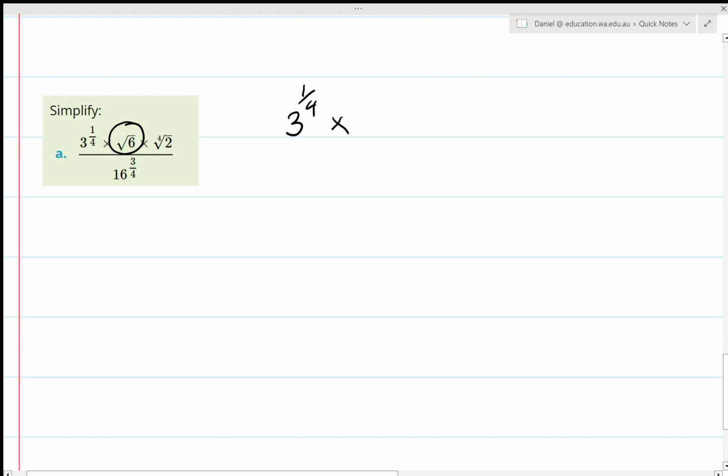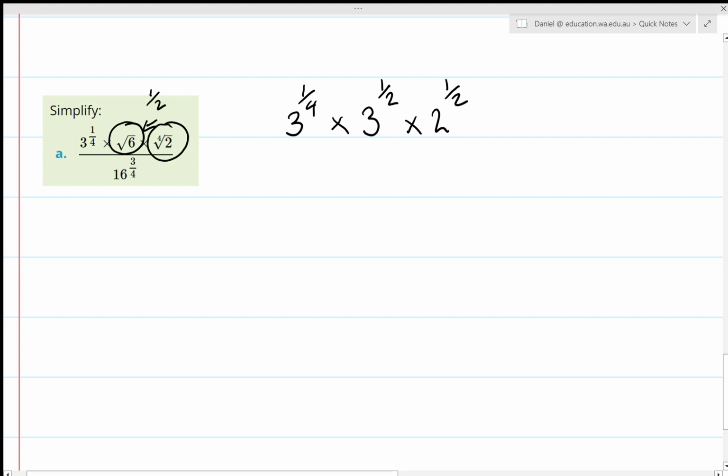We want everything in the same form. A square root is the same as the power of a half. So I'm going to use that now. I'm going to go 3 to the power of a half times 2 to the power of a half. So I've just broken this apart to 3 times 2. And then I'm left with this.